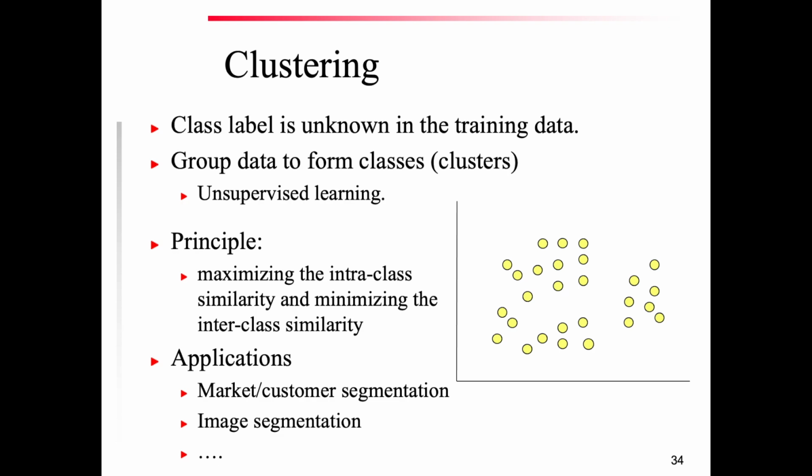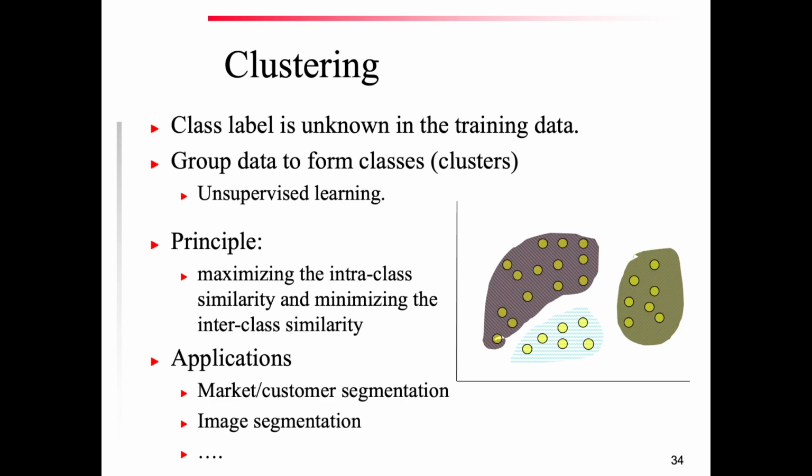And what are the applications of clustering? For example, if you want to group your customers based on their shopping behavior, if some customers have similar shopping behavior, putting them together. So you see here, we have 3 groups or clusters of data. Within each cluster, the data are very similar, so the similarity is maximized, while between these clusters, we are trying to minimize their similarities.